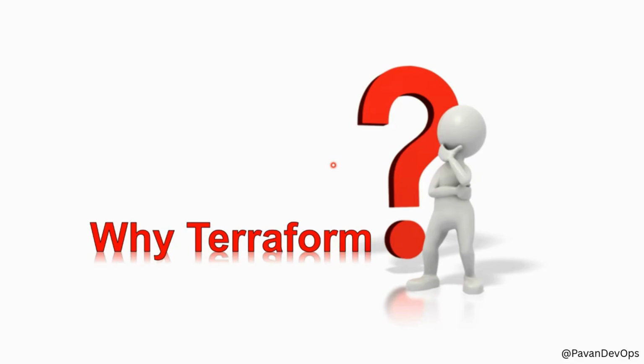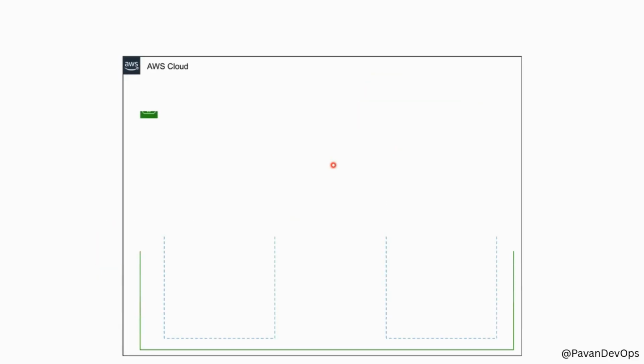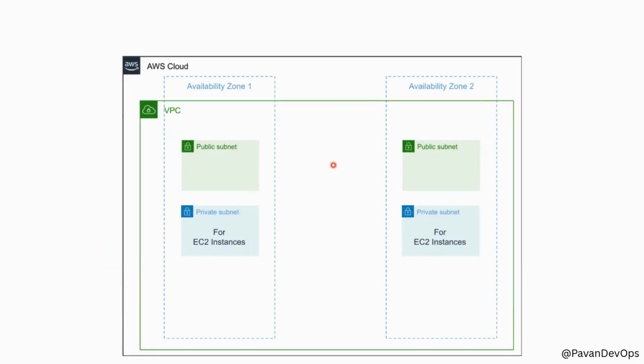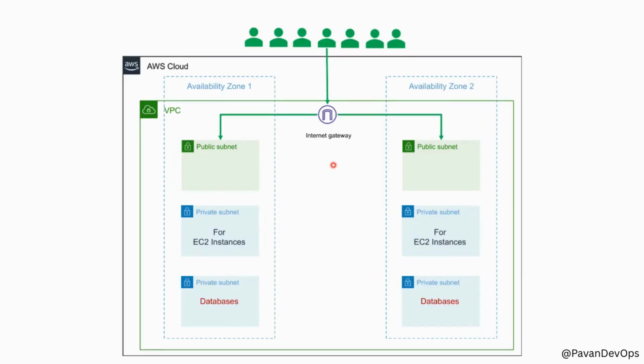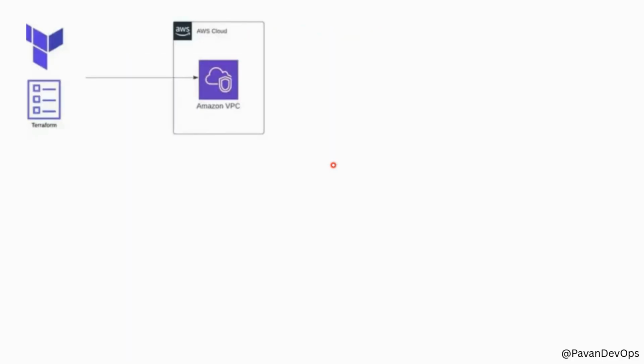Then why Terraform? It's a big question. If you do all this manually, you have to create public subnets manually, private subnets manually, internet gateway, and everything will be created manually. If you are going to build multiple environments, it's a big task and it will be time consuming. Terraform, on the other hand, is like a small construction machine: you just give it a blueprint, write the code, and it builds the entire house for you.